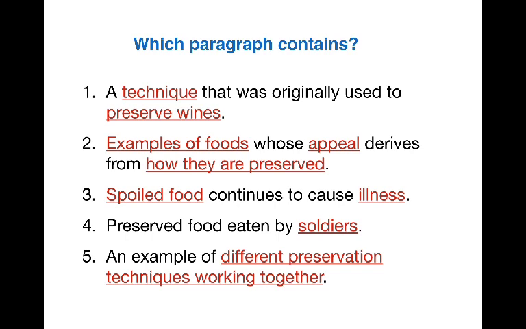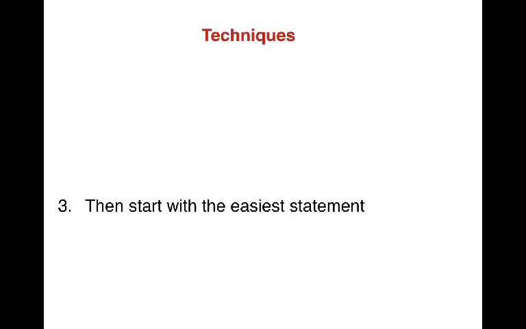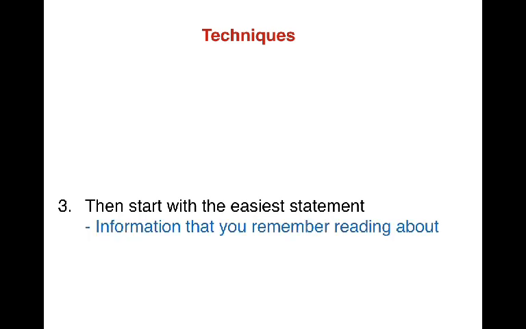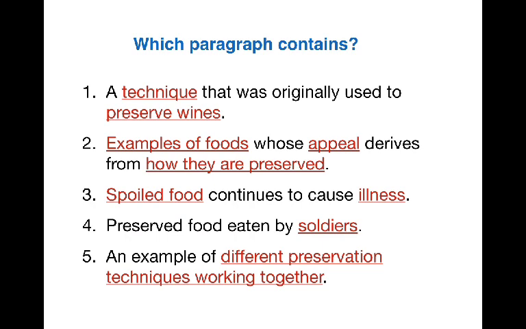Now that we've underlined the keywords in all 5 question statements, we can move on to technique number 3, then start with the easiest statement. And remember, the easiest statement will be the one that contains information that you remember reading about. Did you remember reading about any of those keywords that we saw in our list of statements? Well, let's check. Here are the statements again with keywords underlined. Do you remember any of those words from what we read in paragraphs B, C, D and E?